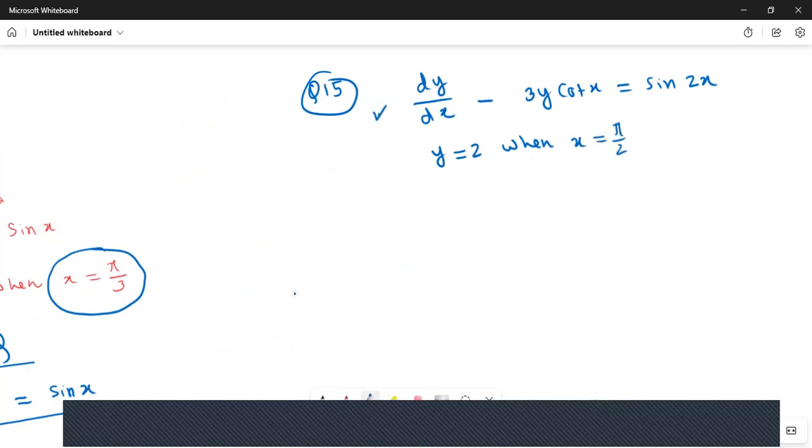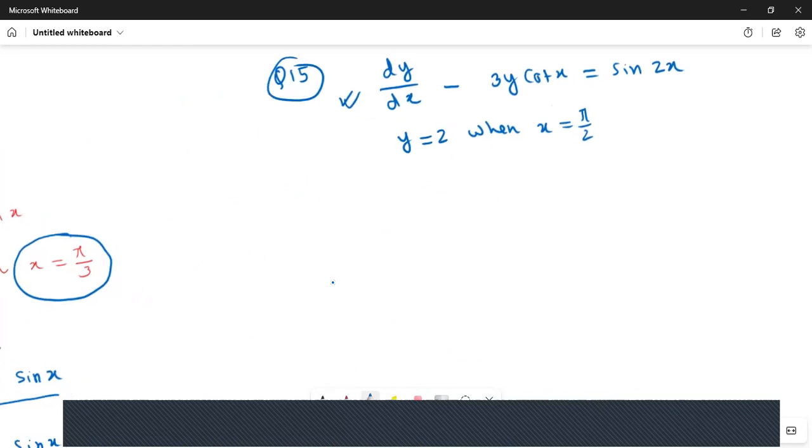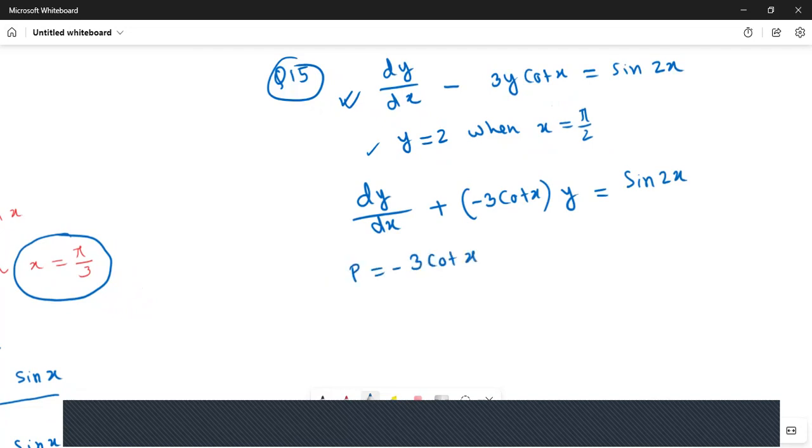So first we will try to find out the general solution, and then we will replace the value of y and x and get the value of constant. And after that, we will find the final general solution. Okay, so let us rewrite this dy dx. So how will you write this? You will write minus 3 cot x, right? And y, and that side sine 2x. So p will be definitely minus 3 cot x and q will be sine 2x.